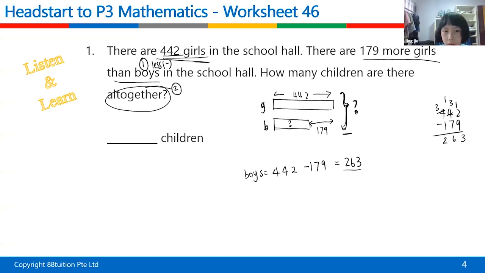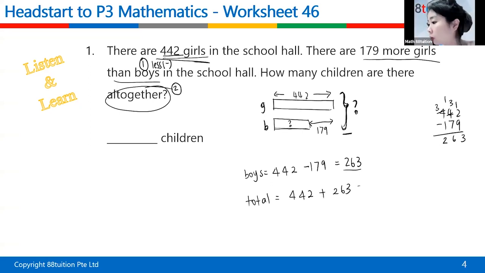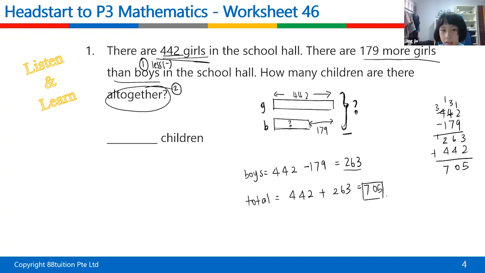You have to find how many girls and how many boys are there all together. Okay, so altogether means total, correct? So what numbers do I add up? 442 plus 263. Very good. Okay, so if we add up 442 and 263 together, I get 705. Easy? Not difficult, right?